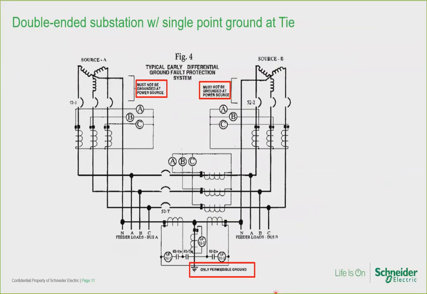Early ground fault schemes used a single point neutral ground at the tie, as is shown on the drawing right here. There's the tie point, the neutral grounded to the grounding electrode, and the bonding system. The problem with single point grounding is that it is easy to defeat. For utility supplied services, the utility normally requires the transformers to be grounded at the transformers, which defeats the single point grounding scheme.